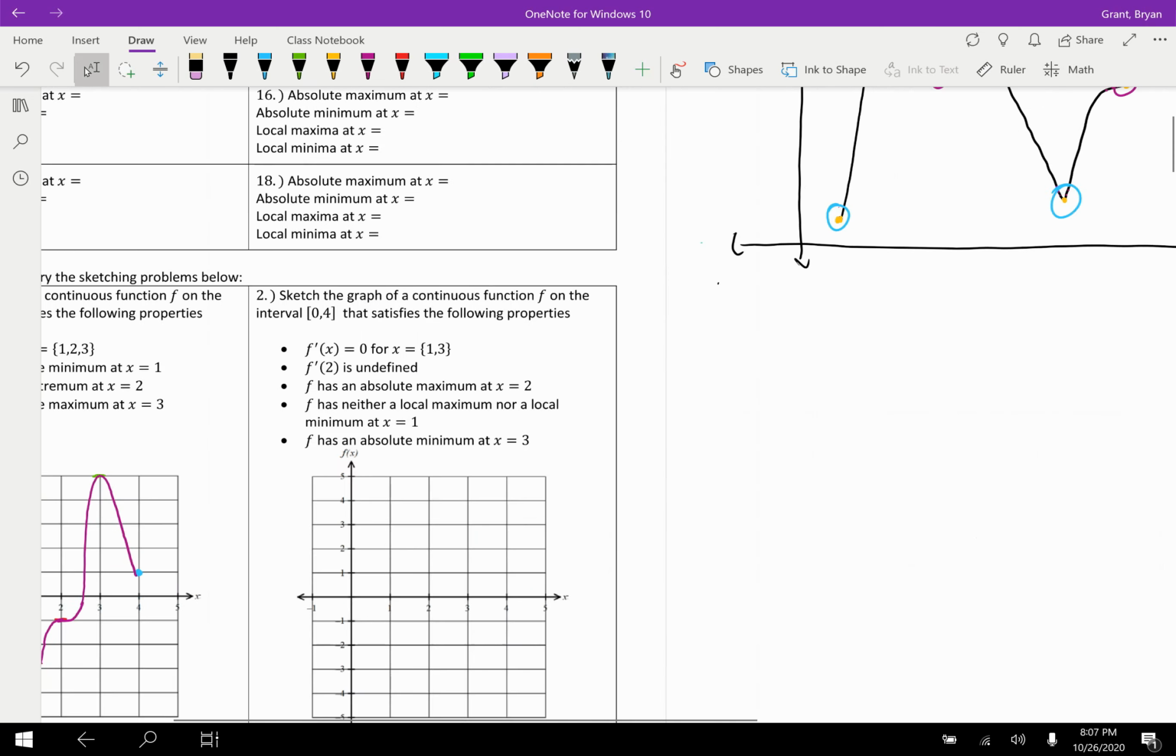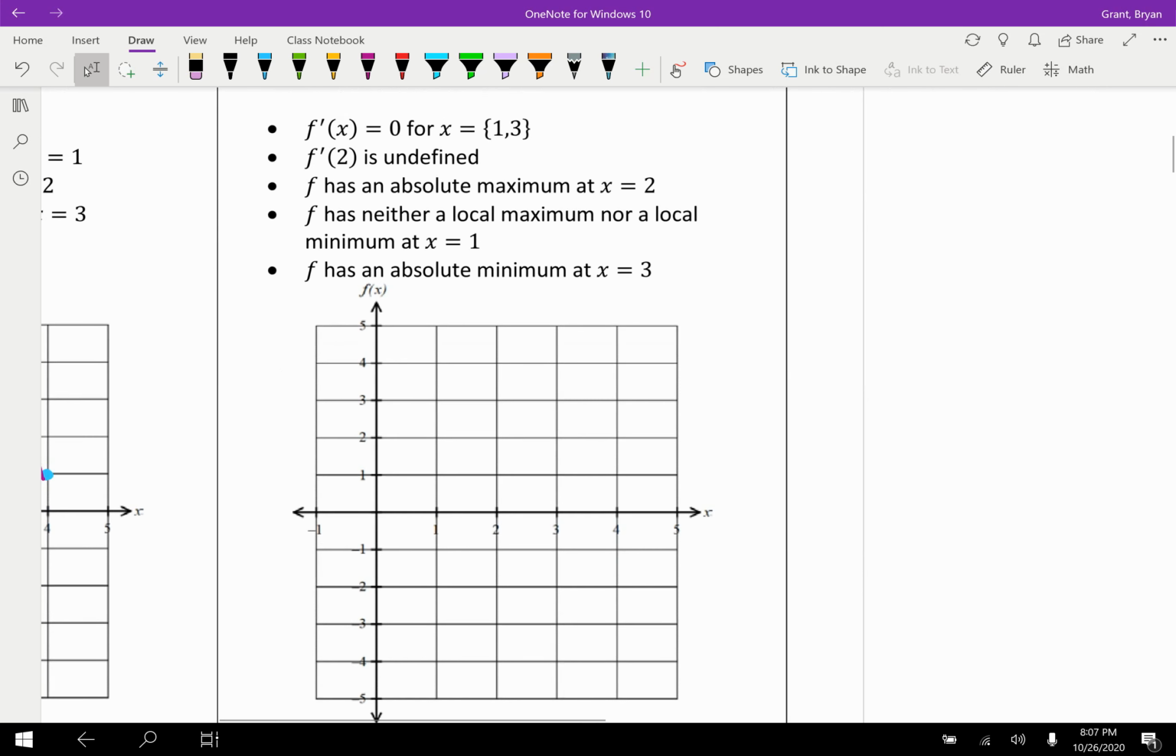Second one, I think you guys should probably give this one a shot, and then we will come back together shortly. Hopefully you did all right with this.